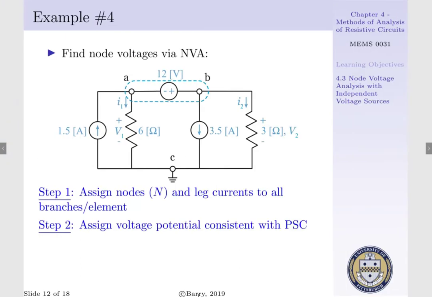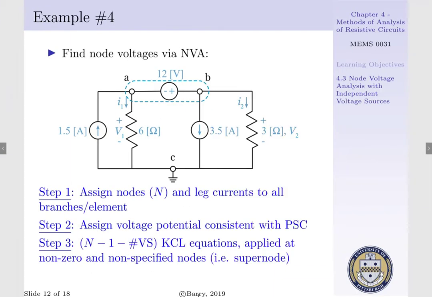Step 2 is to assign our voltage potentials consistent with our passive sign convention, where V1 corresponds to our 6 ohm resistor and its polarity is dictated by the directionality of I1, and V2 corresponds to a 3 ohm resistor where its polarity is dictated by the directionality of I2.